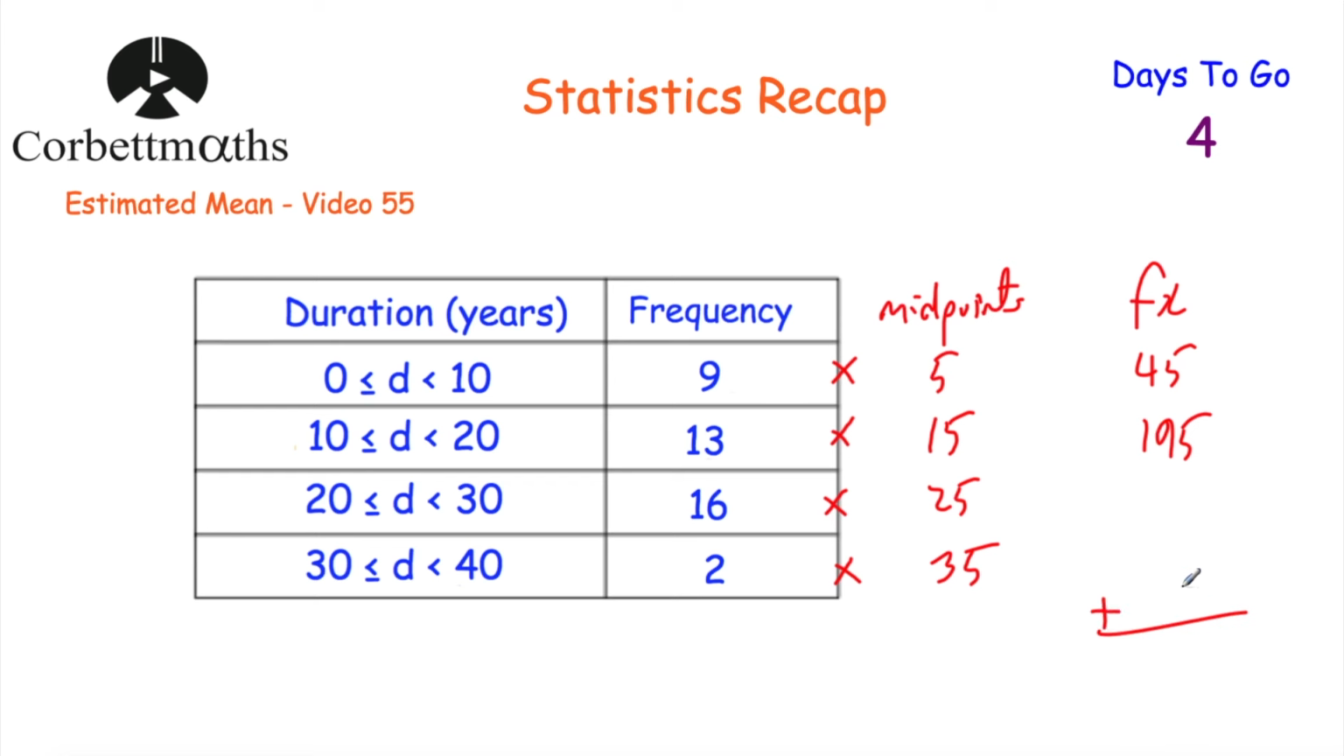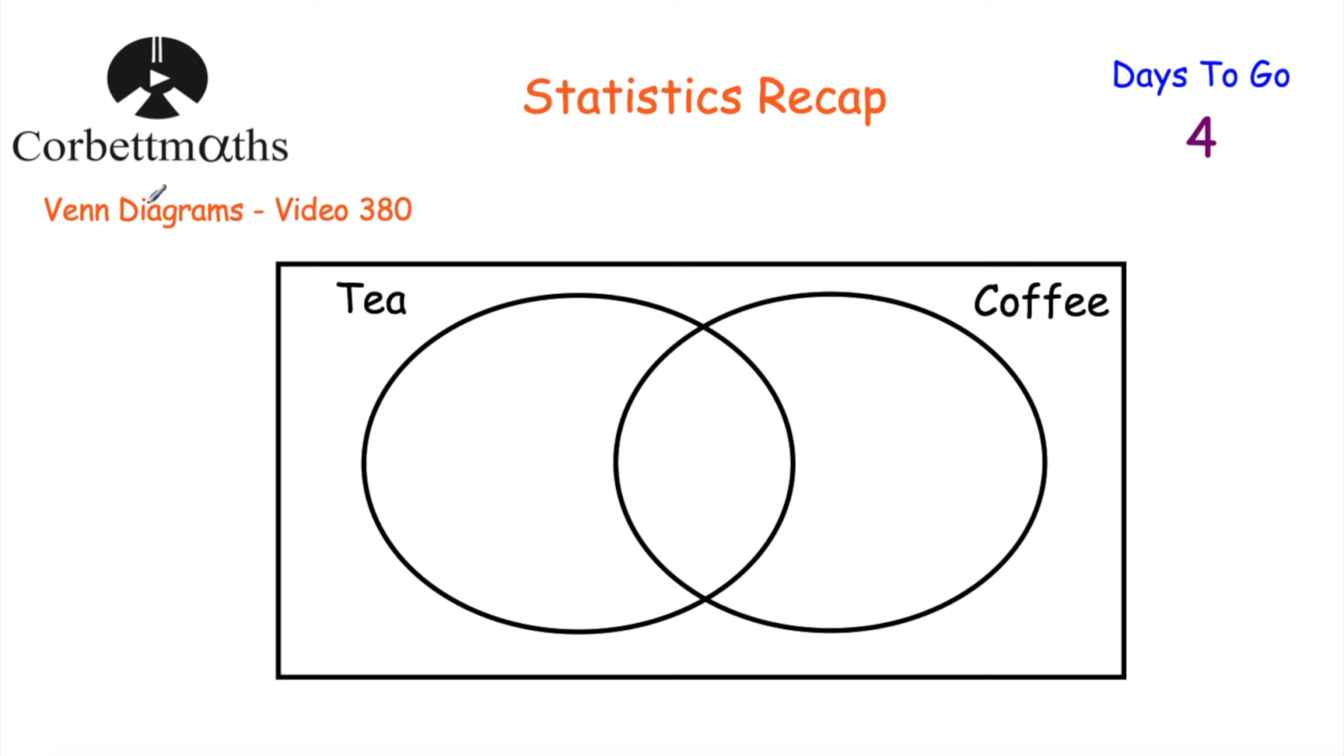We then add up the fx column to get our estimate for the grand total, and then we add up our frequency to find out how many people there were. That might be given to you in the question sometimes, so you do 9 plus 13 plus 16 plus 2, and that's equal to 40, and then you divide the total fx by 40, and then that'll be your estimated mean. So you just get the midpoints, you then times those by the frequencies to find the fx column, add them all up to get the estimate for the grand total, and then divide that by the total frequency, and that's the estimated mean. Okay, next topic, Venn diagrams.